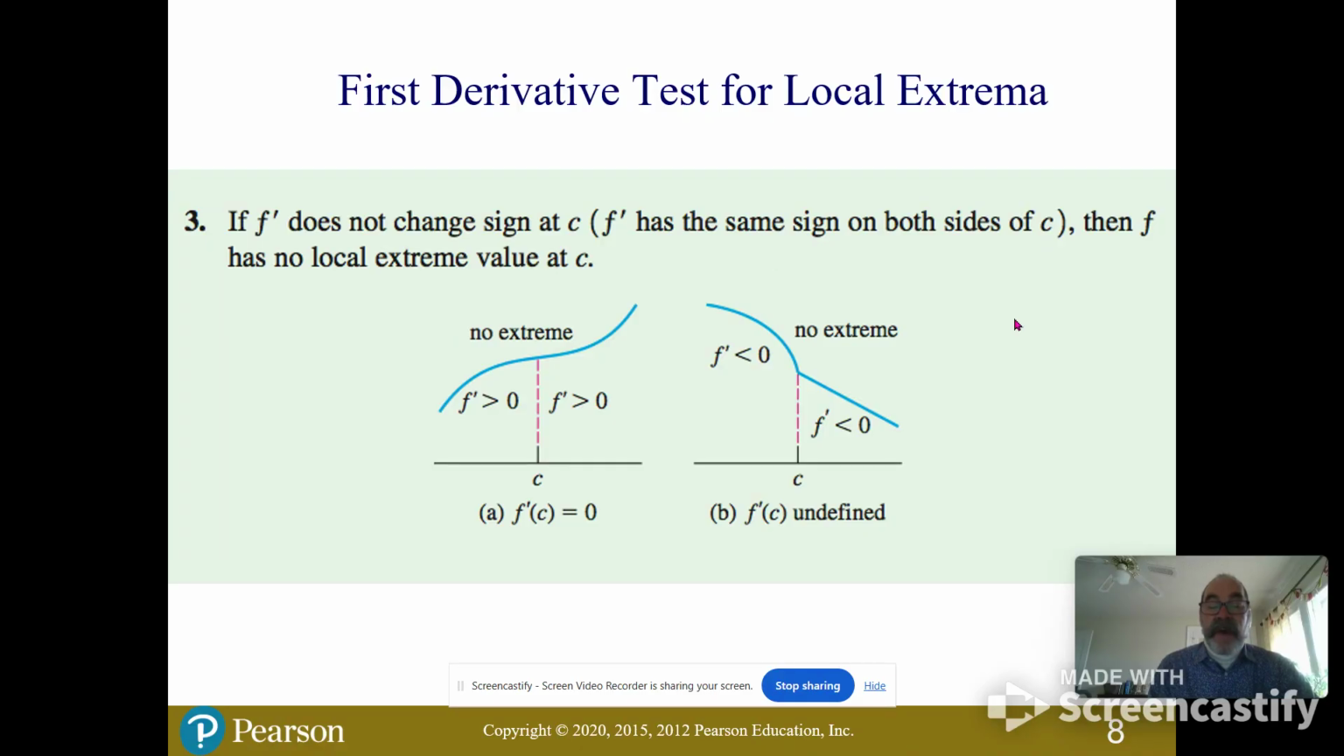Now, what happens if it's increasing? If it's 0 and it's increasing, there's no extrema there. We don't hit a hilltop or a valley. Same thing if it's decreasing everywhere, but here it doesn't exist because that would be a sharp corner. So it doesn't work that way.